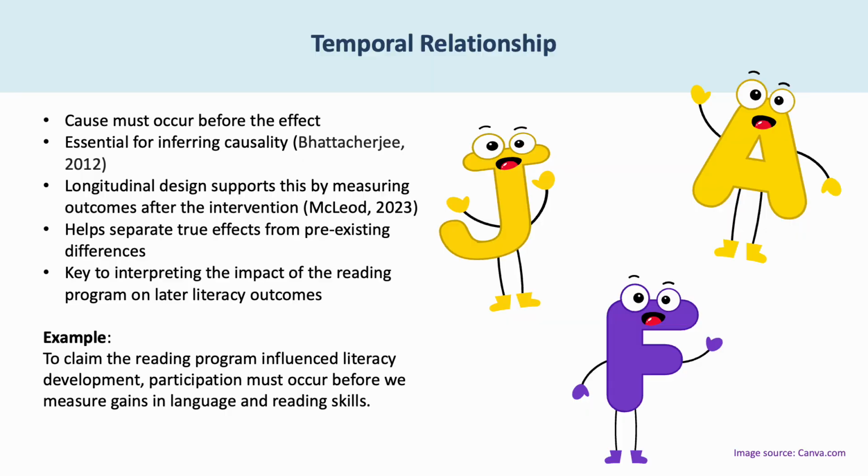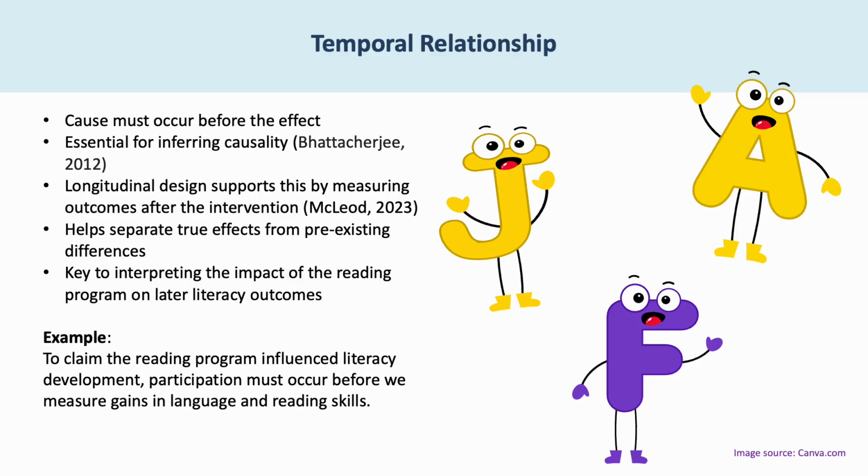Let's begin with one of the most fundamental assumptions in prospective research, the assumption of a temporal relationship. This means that the cause must come before the effect. In other words, to argue that the reading program influenced children's language and literacy development, the program has to take place before we measure any outcomes. This seems straightforward, but it's important when we're trying to make causal inferences.